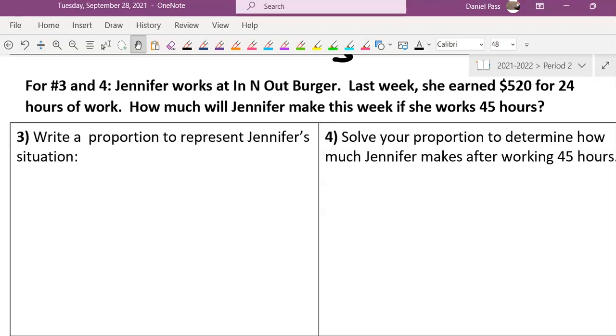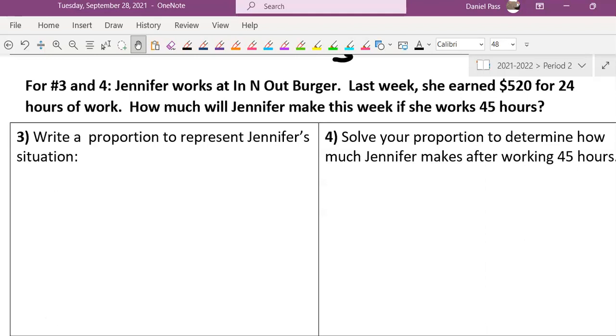Okay, so Jennifer works at In-N-Out Burger. Hooray for In-N-Out Burger. Last week she earned $520 for 24 hours of work. How much will Jennifer make this week if she works 45 hours? Right, a proportion. So what is the first thing we need to think about for our proportion, Mr. Bluey? Can you get a little closer to the mic, please? Oh, yeah. Awesome, that's perfect.